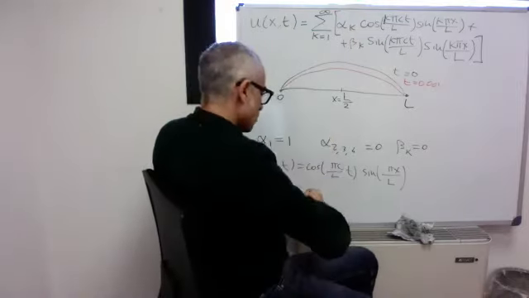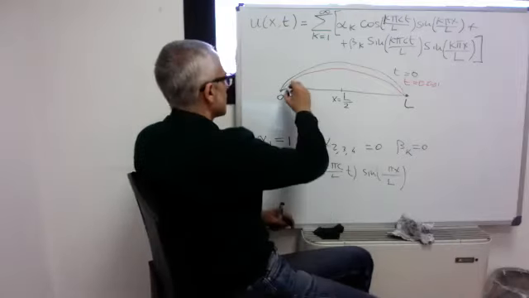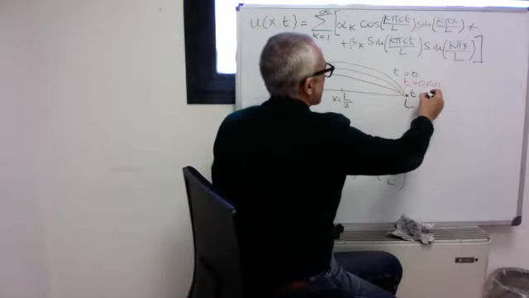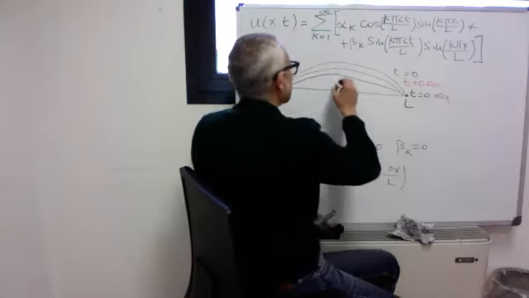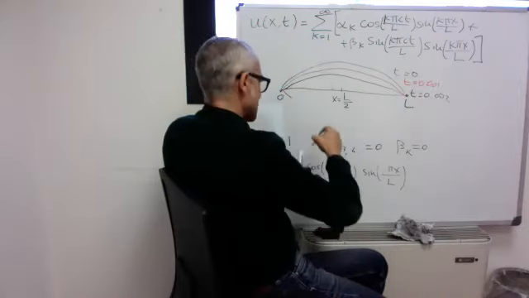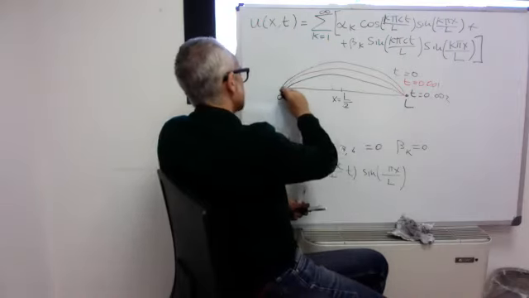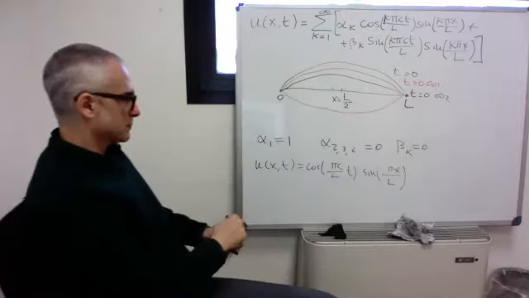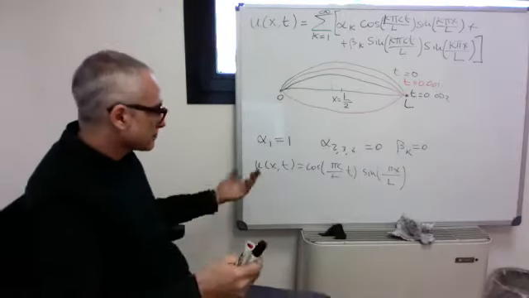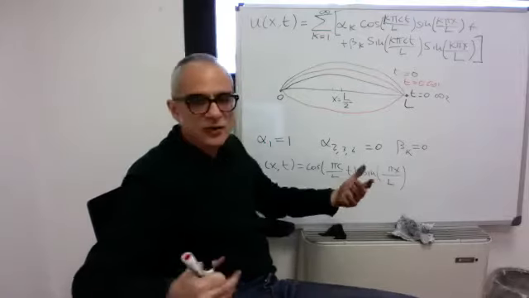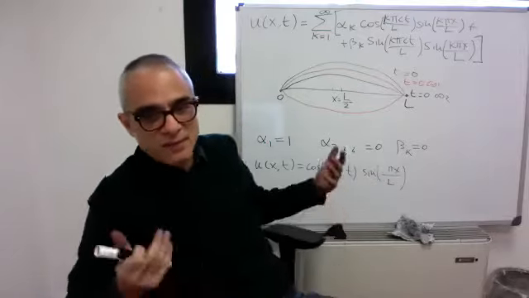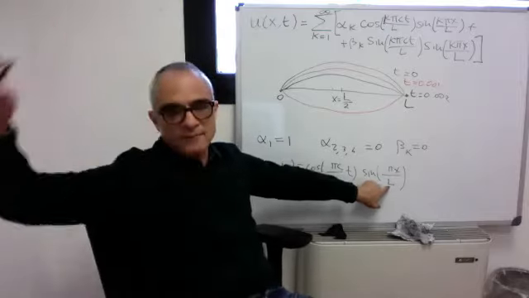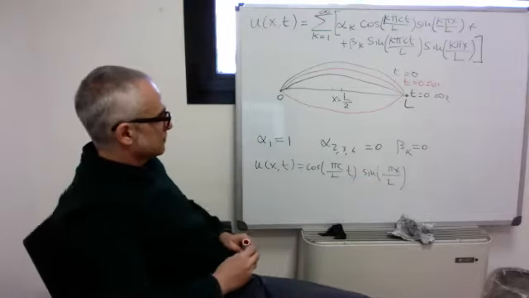And at a subsequent time, the cosine will be even smaller. And if you wait long enough, eventually the sign of the cosine will change, and we will jump to the other side. The sine of pi x over L, it's always the sine of pi x over L. So as time passes, we're just multiplying this by a function.